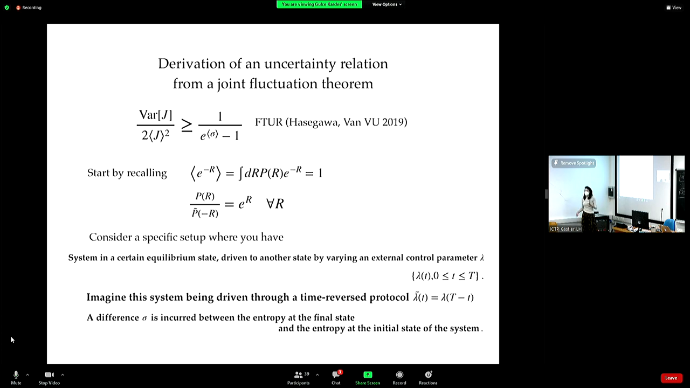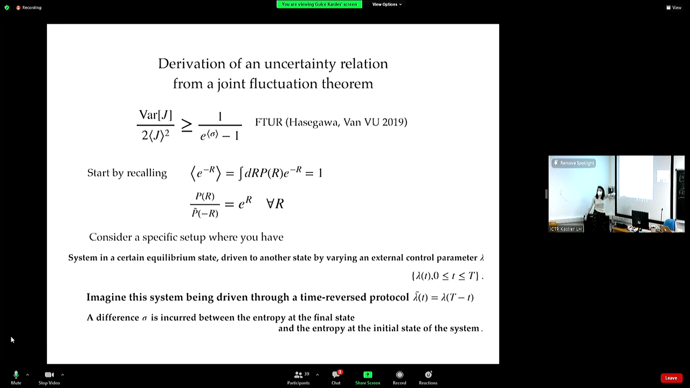Now, what we want to do is to consider a specific setup where you have an isolated system in an equilibrium state, okay? So here is the assumption. I'm going to be really incredibly attentive in emphasizing the assumptions. You are starting in an equilibrium state, okay? And you are being driven to another state. So be careful about the initial state.